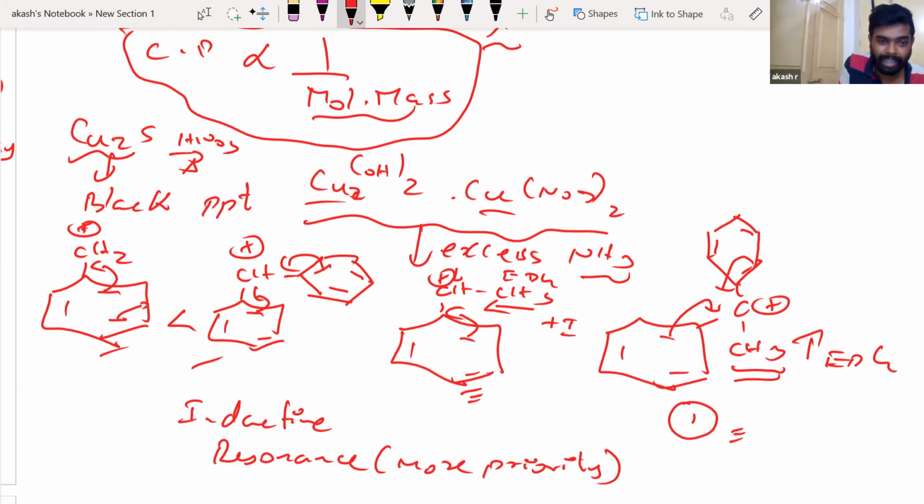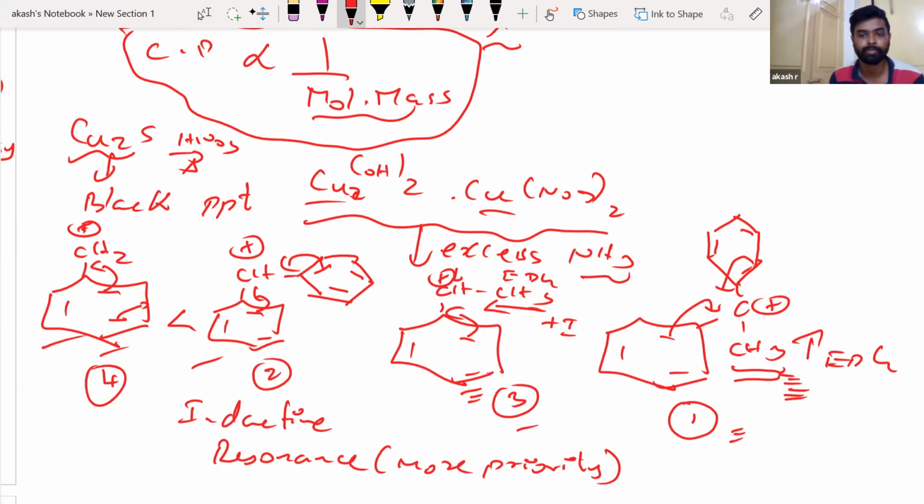Now I would give the second rank to this compound because it has both side resonance, no problem, and in this case I have an extra electron donating group, which is not there here. So second rank goes to this. Now if I look at the first one and the third one, here I have only one side resonance. Here I have resonance as well as an electron donating group. So the third rank goes to this compound, and the last rank goes to this compound.